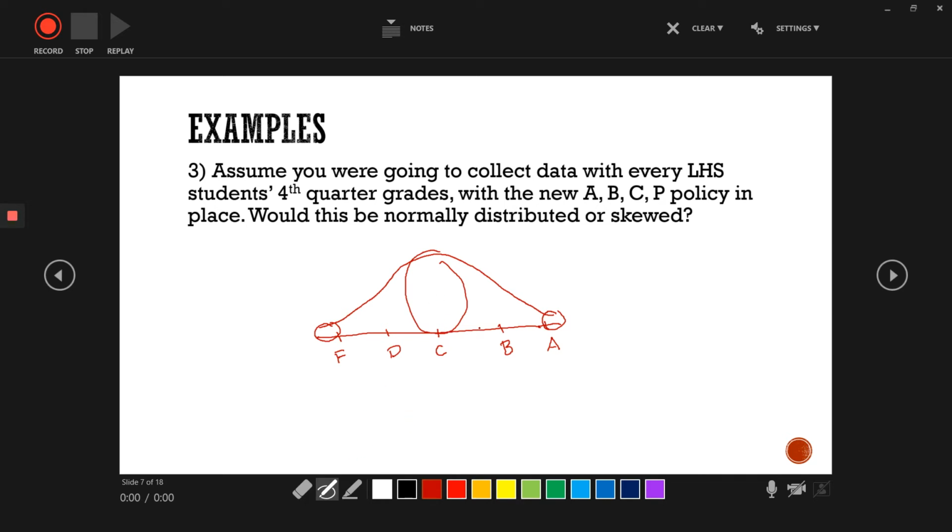So with this new ABC PASS policy, how is this going to affect this distribution, right? So now you have PASS down here instead, right? So now everybody that would have gotten D or F before is now getting a pass, so it's going to skew it in this direction, right? Because more people will get this now, because it's now these two combined, right?